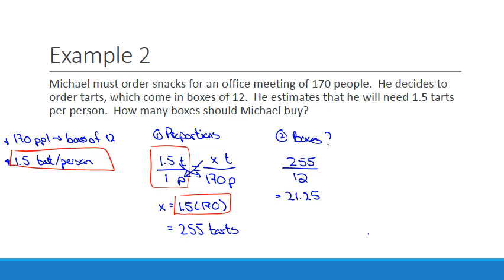No, he cannot. So often, when you're buying things, you're going to have some leftover, and he'll just have a couple extra. So really, he needs to buy 22 boxes, and he'll have some extra. He can eat those himself, or he can just see kind of how the party goes. So there's my answer. All right, that's example 2.